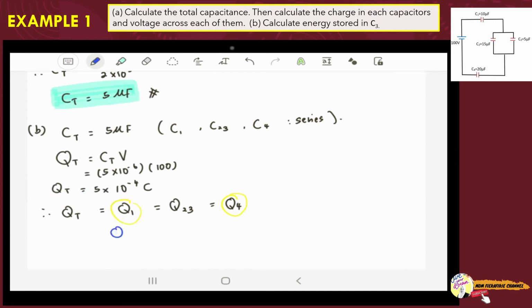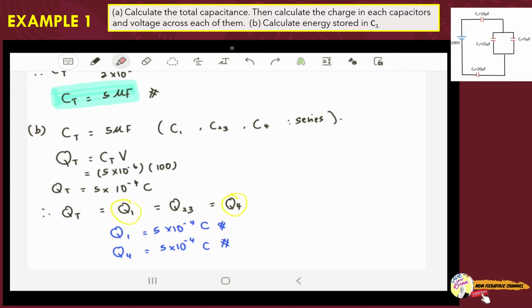Okay, and tulis balik Q1 is equal to, so Q1 is equal to 5 exponent negative 4 coulomb. Okay, and Q4 is equal to 5 exponent negative 4 coulomb. So this is the answer. Tapi kita baru cari charge 1 and charge 4. So we need to calculate what is the charge across capacitor 2 and capacitor 3.